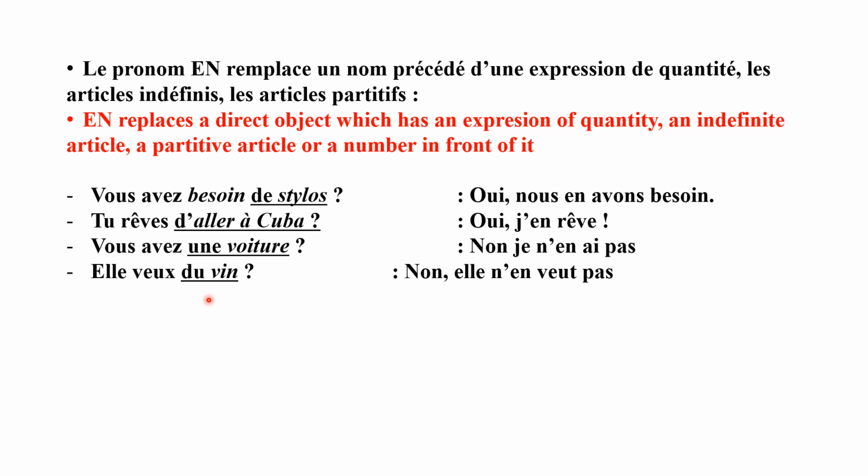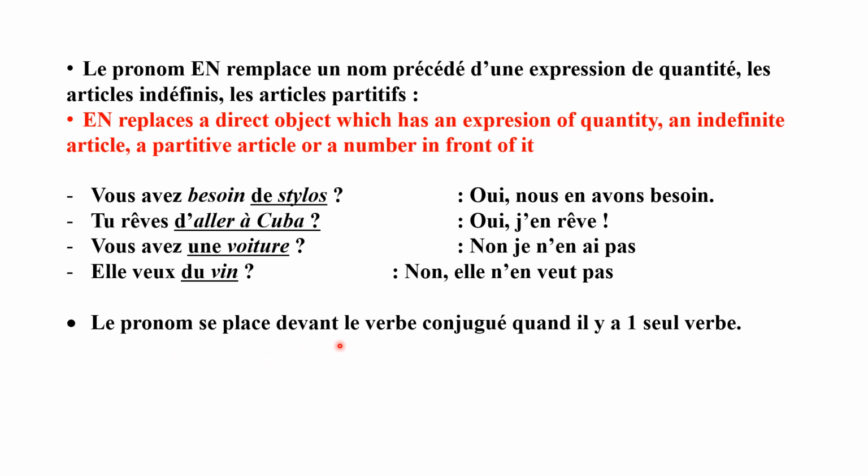Elle veut du vin. Subject, elle. Verb, veut. Direct object is vin. How do I know it's the direct object? There is no preposition à with an accent in front of it. But I do have a partitive article. Therefore, du vin is replaced by en. I've given you the negative sentence. Non, elle n'en veut pas. She doesn't want any. It can also be positive. Elle en veut. Yes, she wants some.